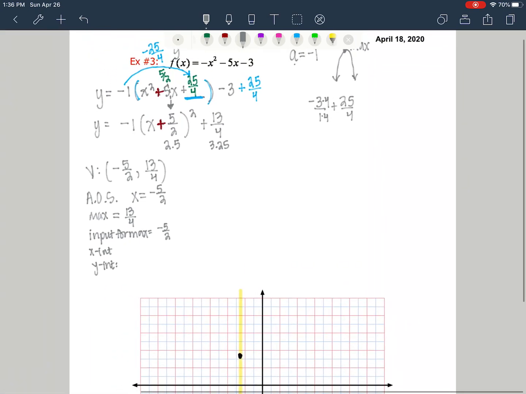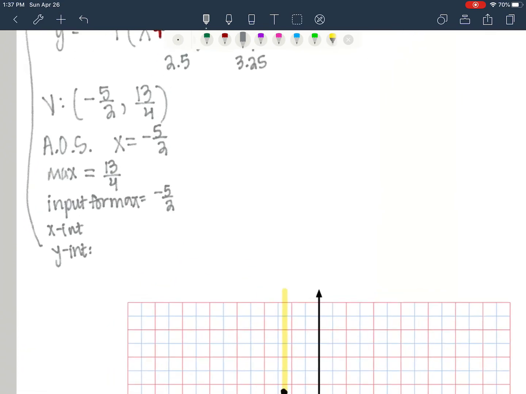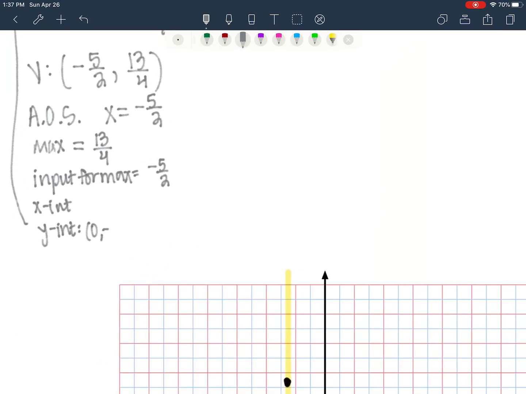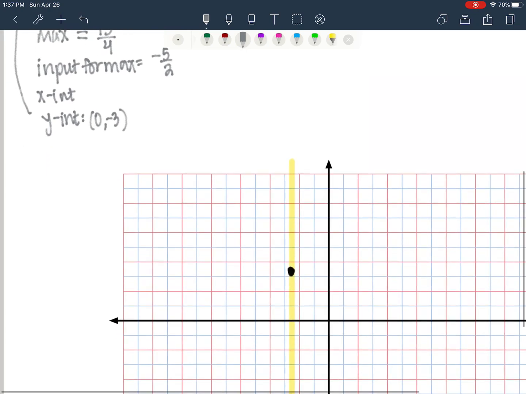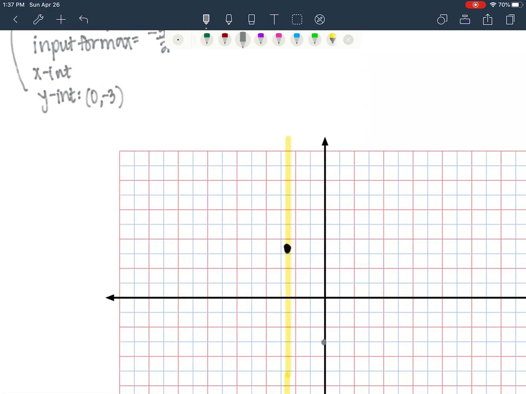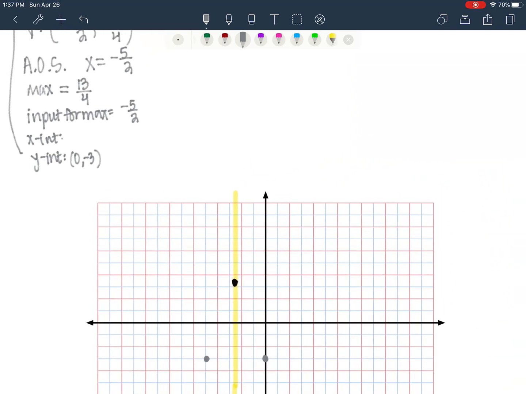Our y-intercept is pretty simple. Our y-intercept, we go right back to the original standard form of the equation and we put a 0 in for x. So we get a -3 for our y-intercept. I'm going to plot that right now, 0, -3, and I'm going to reflect it over the axis of symmetry. And now I just need my x-intercepts for some accuracy.